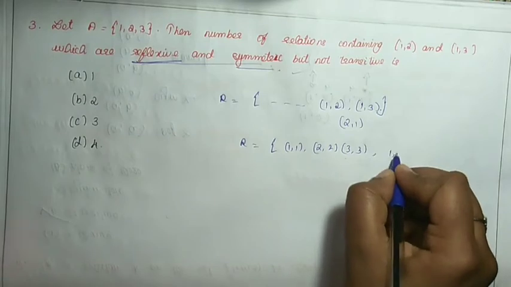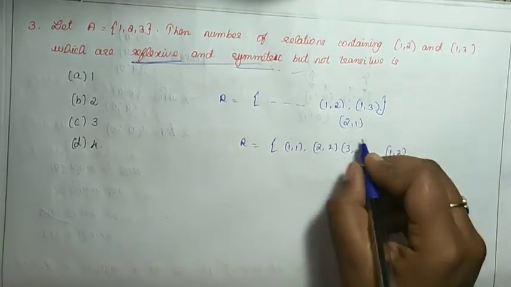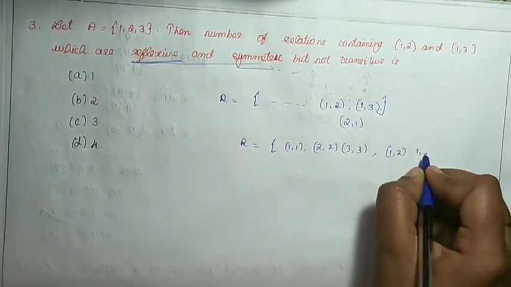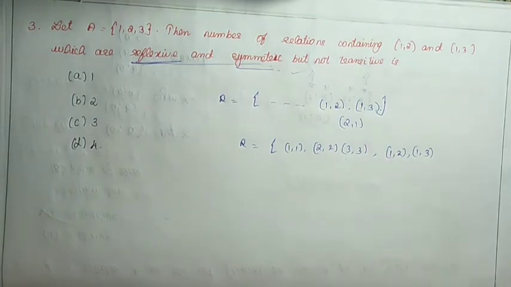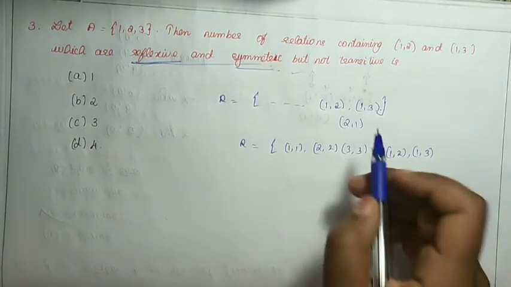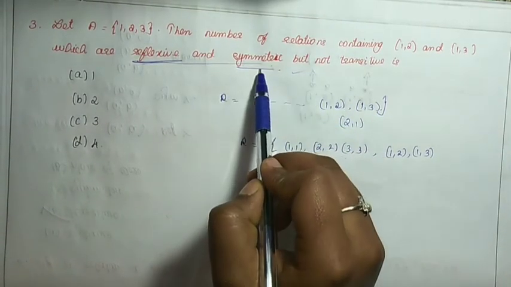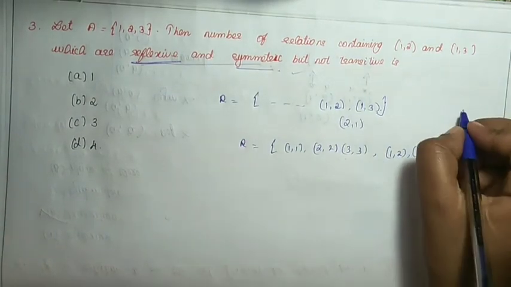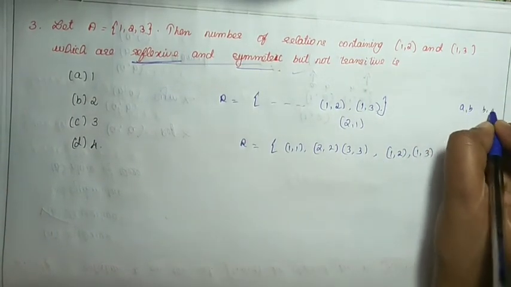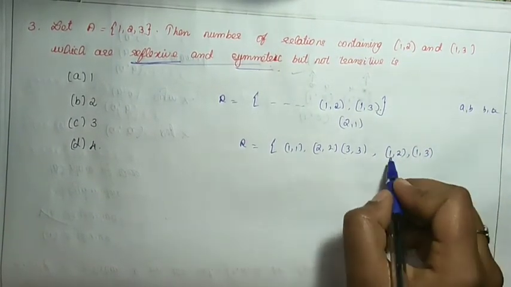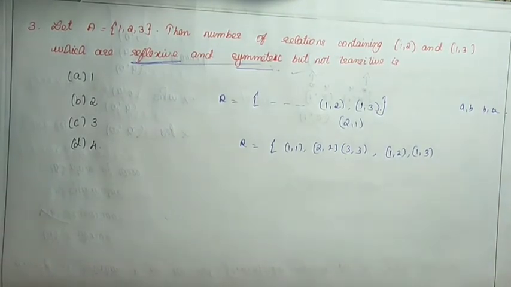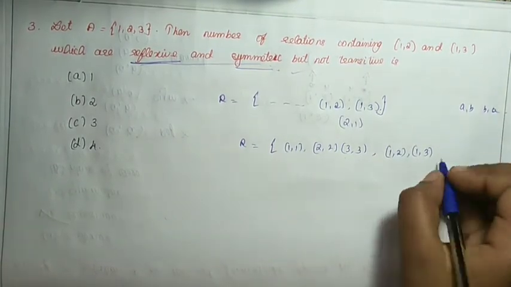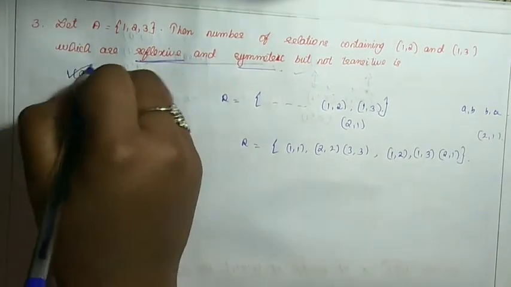And also they have given two more relations, that is (1, 3) and (1, 2). So if I add one more element or two more elements, I will get a symmetric relation. So what is the condition for symmetric? It is (a, b) and (b, a), right? So if I just add (2, 1) or (3, 1), this condition will get satisfied. Okay, satisfied. So the answer is option A.